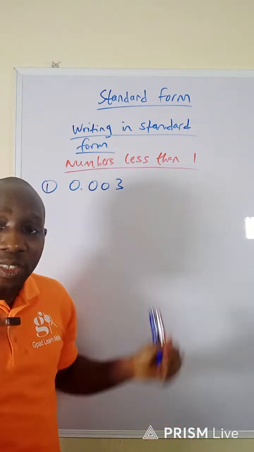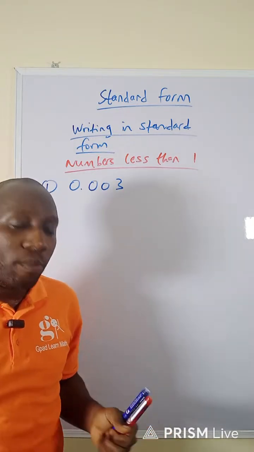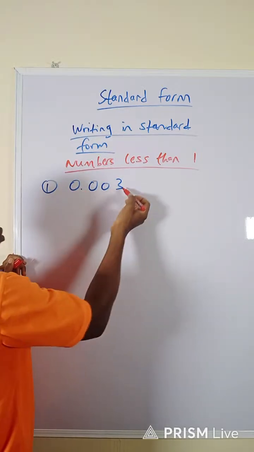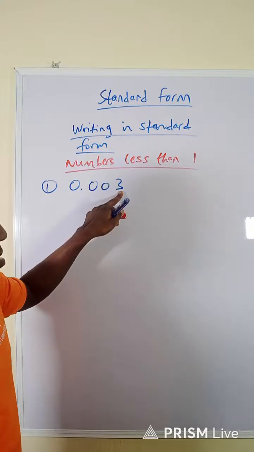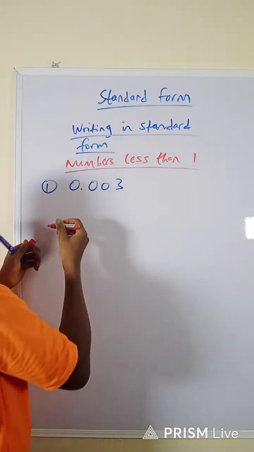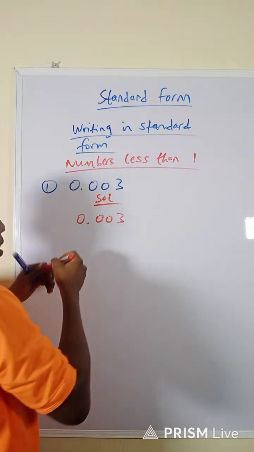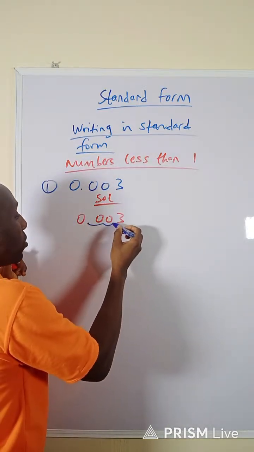For this type of number, it's going to have a negative power when you're writing in standard form. You can see that this decimal point, we shift it to the right, to where we have that non-zero digit 3 here. So let me just rewrite it: 0.003. Let us move it to where we have 3. So we go like this: 1, 2, 3.